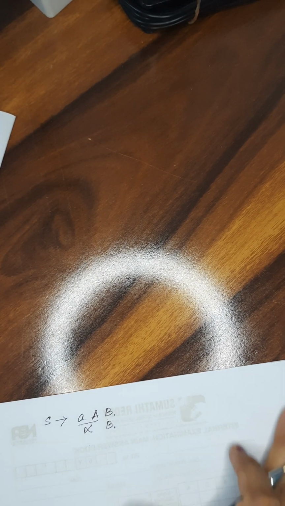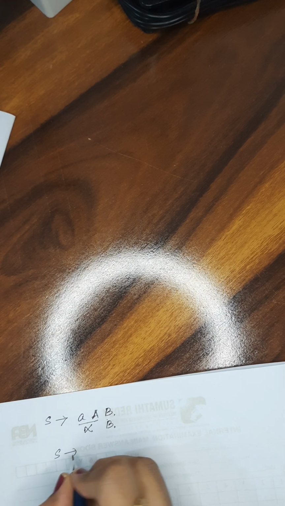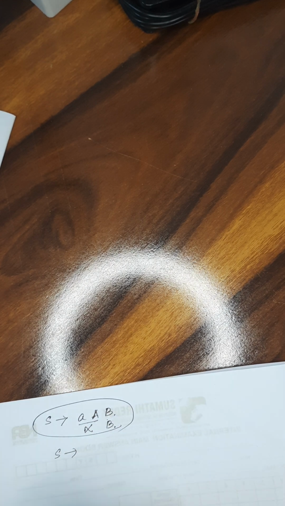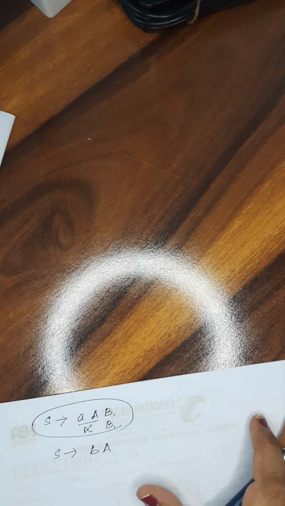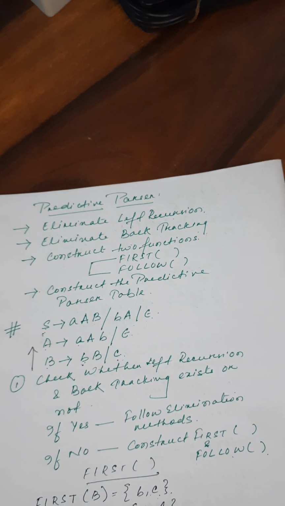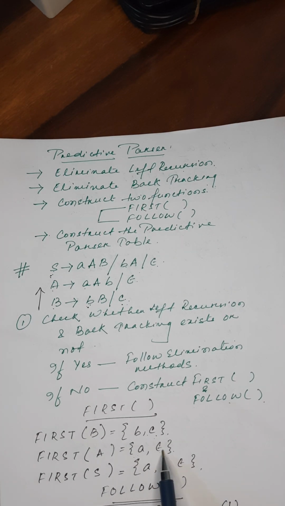Now, what is the next production? See, S tends to BA. Now, here I have calculated, see, what is first of A? Check here. What is first of A? First of A is A epsilon. Okay, now, what to do?